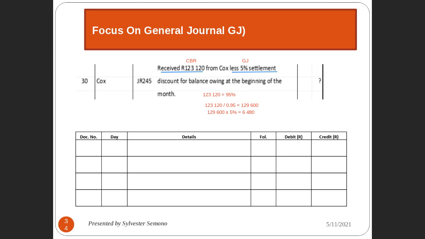So you need to check the question. Next time you can be correct with that 6,156. If they said the amount owed was 123,120, yes, you were correct. You would have been correct by multiplying by 5%. But you can't, because already they deducted 5%. Do you see that?